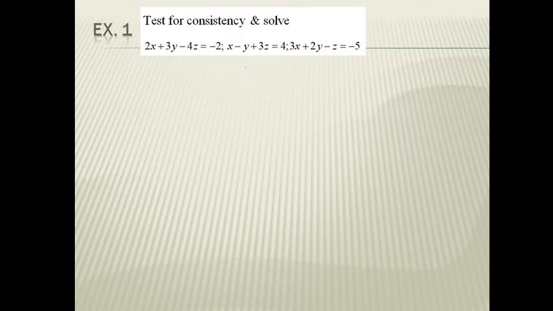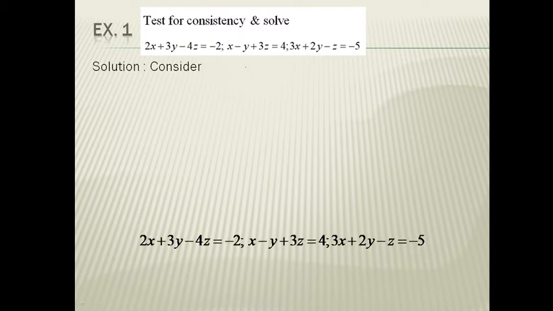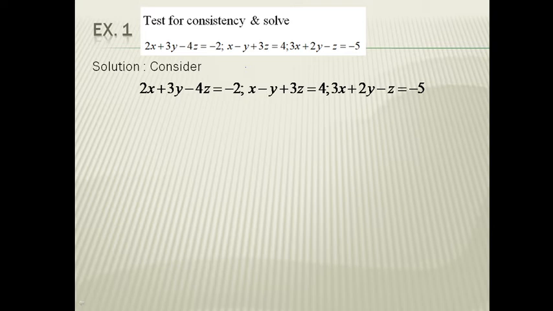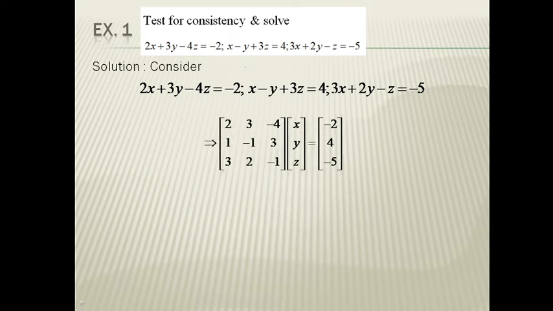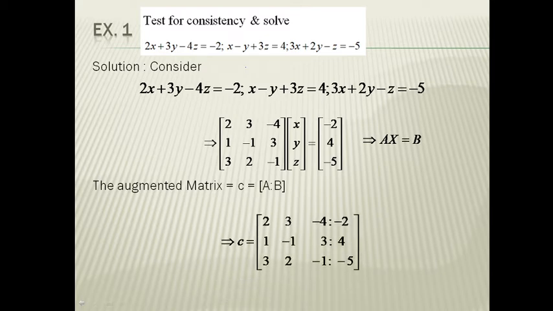Example number 1: test for consistency and solve these equations. Now first we consider the given equations. We write down this equation in the matrix form A x = B. The augmented matrix C equals [A B]. First we write down the A matrix and then B.